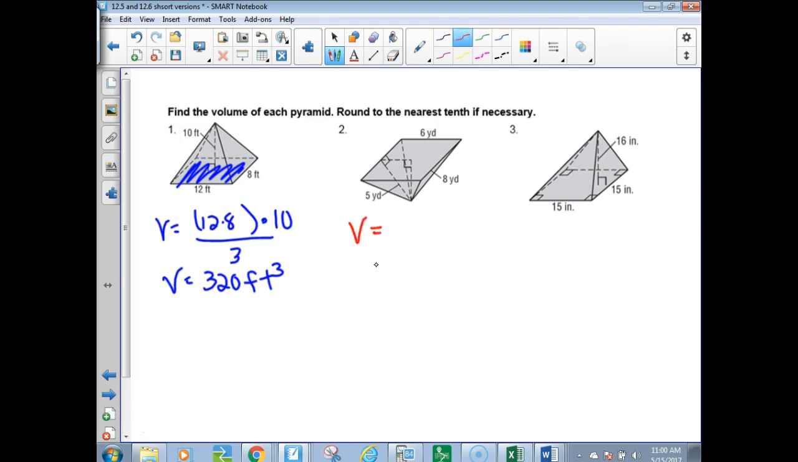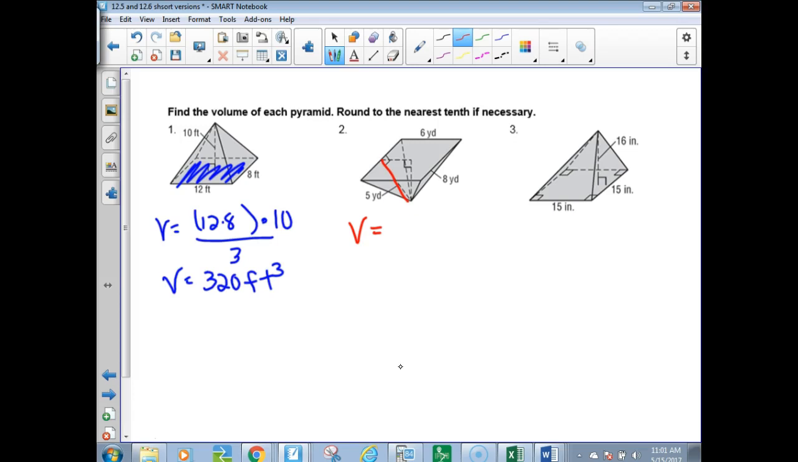Okay, for number 2, we have a little issue. 5 is not the height. The height is actually on the outside of the figure. It's not on the inside. You see how I have it drawn on this pyramid that I'm showing to the class? It's on the exterior, on the outside plastic of this thing.